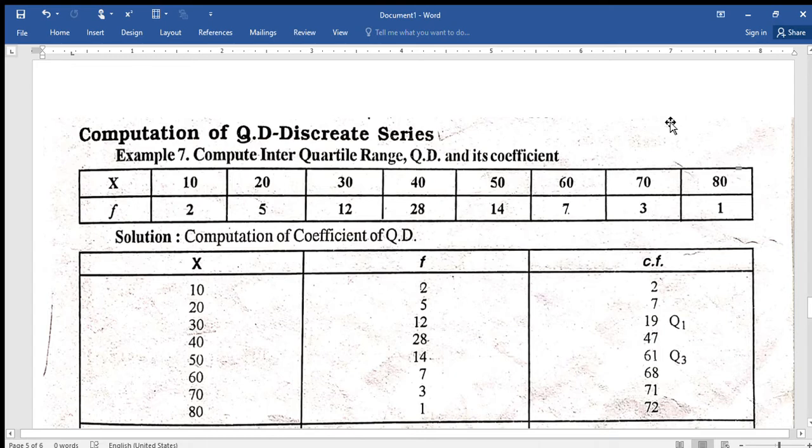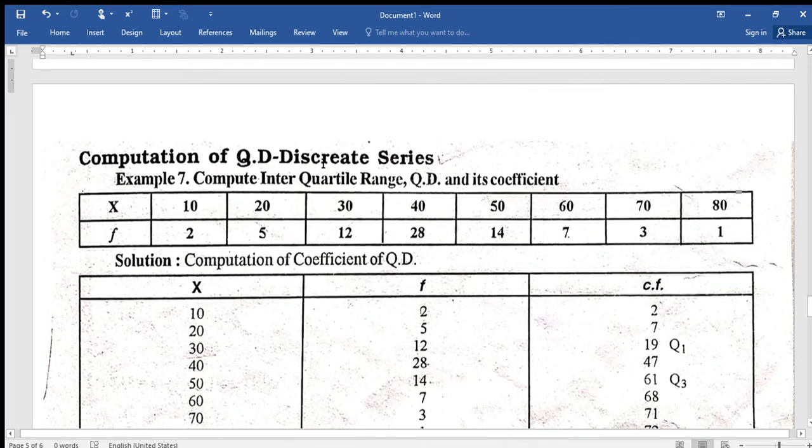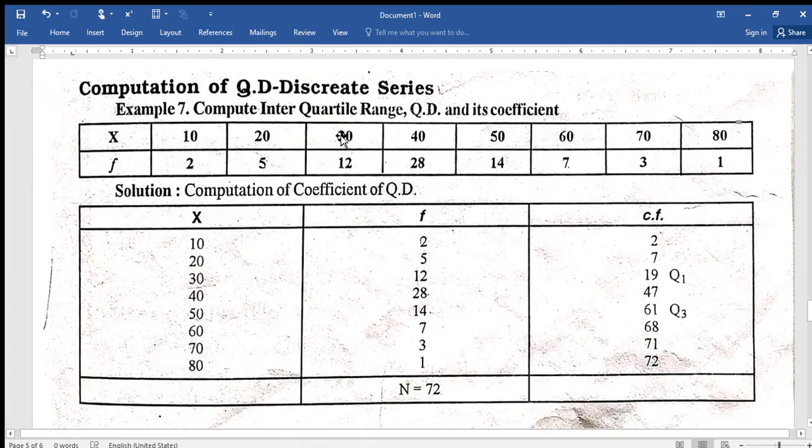In the previous class, I discussed quartile deviation for the individual series. Today, let me discuss quartile deviation for the discrete series. Let me take one problem related to this. Compute the interquartile range, quartile deviation, and its coefficient. The problem is given like this.